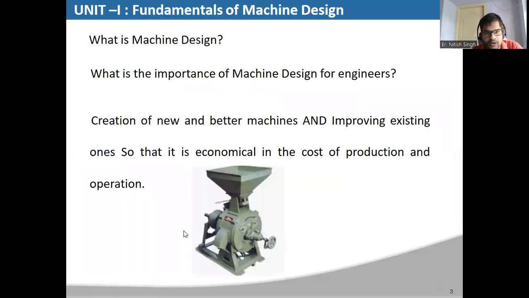That's why I will discuss machines, what a machine is, the importance of machines, the role of engineers, how to create new and better machines, and how to improve existing ones. Everything is also a machine design.